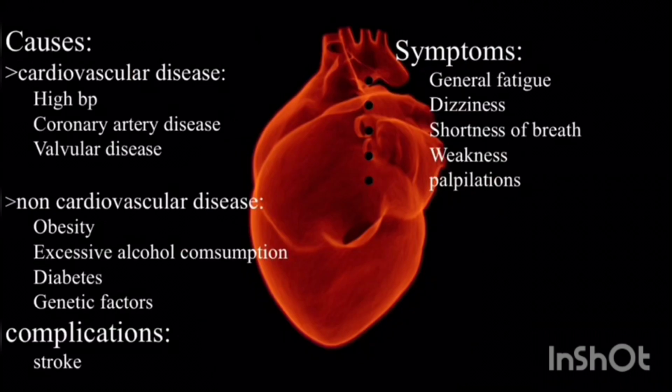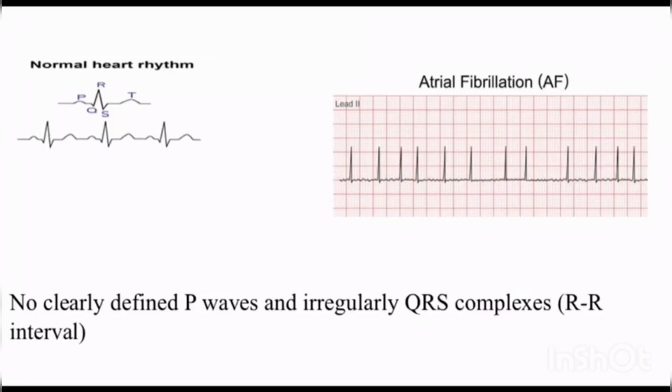Causes: cardiovascular disease, high blood pressure, coronary artery disease, valvular disease, non-cardiovascular disease, obesity, excess alcohol consumption, diabetes, genetic factor. Complications include stroke. Symptoms include general fatigue, dizziness, shortness of breath, weakness and palpitations. Now we have ECG. During atrial fibrillation, no clearly defined P waves and irregular QRS complexes are found.